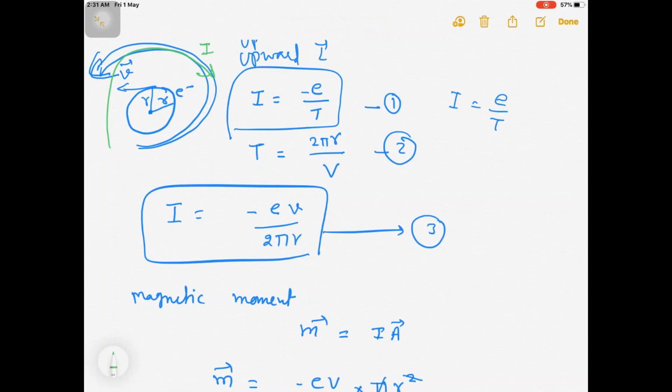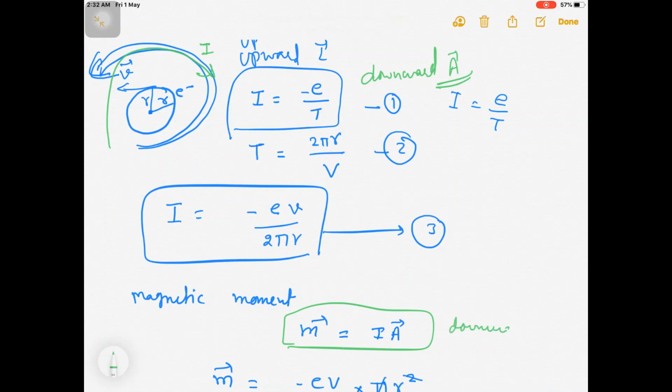So current is in clockwise direction, and you know that here m vector is I into a vector. So the direction of the magnetic moment is given according to the direction of the cross section area, and the direction of the cross section area is decided according to the current. So if you curl your fingers around the current, then the thumb will be in the downward direction, so the cross section area will be downward, and this way the m vector will be in the downward direction.